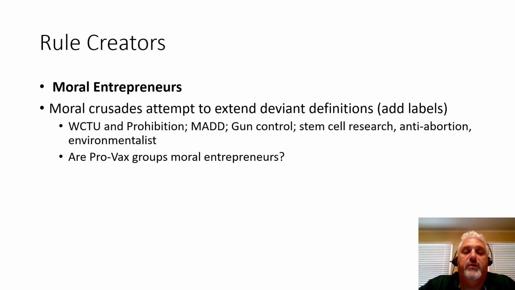Pro-vax groups. Are they moral entrepreneurs? Are the people who are for vaccination trying to get those who refuse to take vaccination labeled as deviants, kooks, not crooks, kooks, or in some way? Now, I'm pro-vax. Please don't misunderstand. I'm not saying don't take your vaccines. I think it's important. But I understand this objectively, looking at the pro-vax movement. It is a form of moral entrepreneurship because they are trying to get people who don't want to get vaccines labeled as deviants, troublemakers.